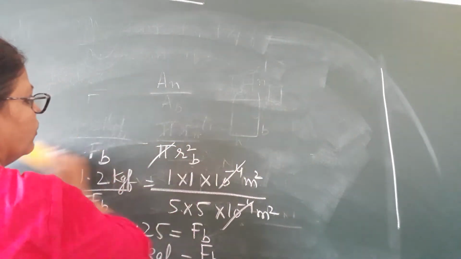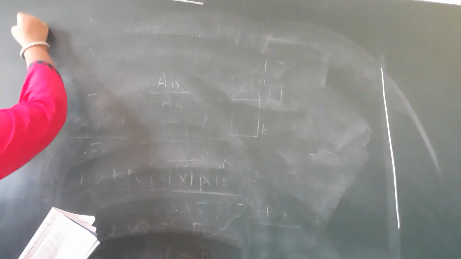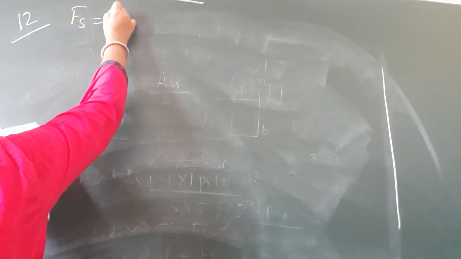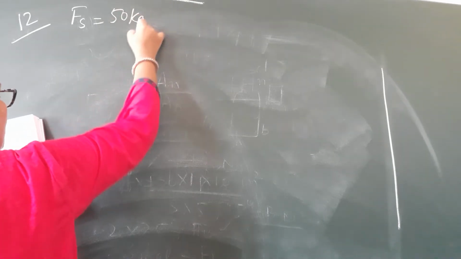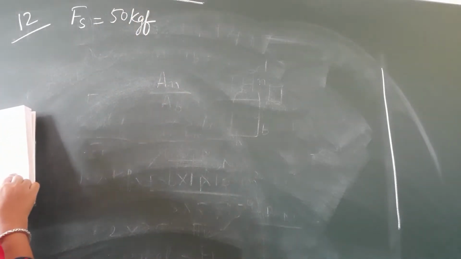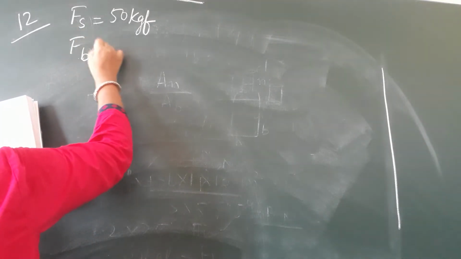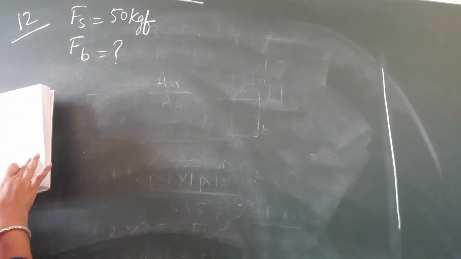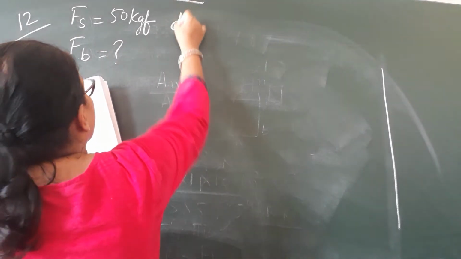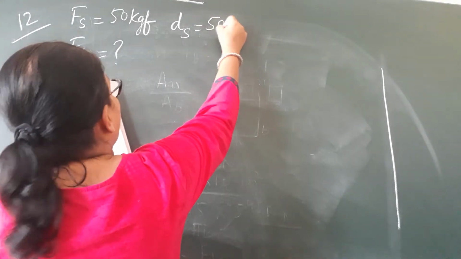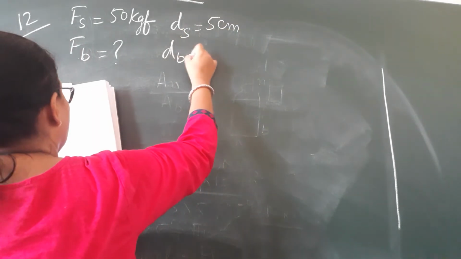Okay children, now the 12th numerical problem is here for you. I am reading out the 12th numerical problem. It says a force of 50 kgf is applied on the smaller piston. So Fs is 50 kgf applied on the smaller piston, and the force exerted on the larger or the bigger piston has to be found out. Okay, what else is given? Now again the diameters are given. The diameter of the smaller piston is 5 centimeters and that of the bigger piston is 25.